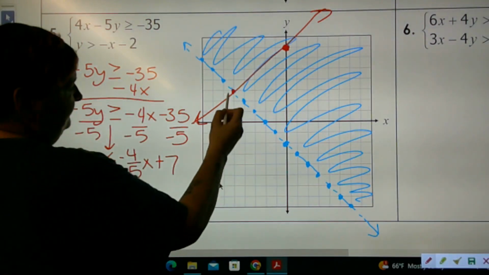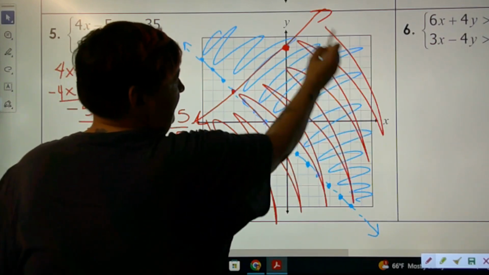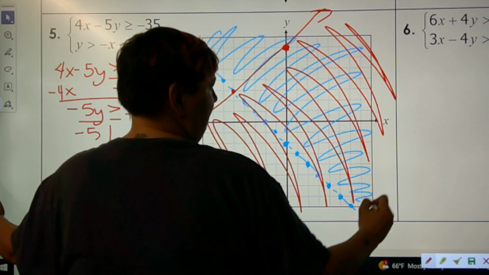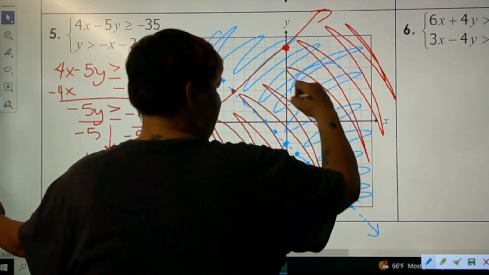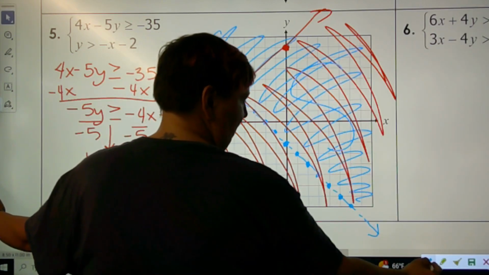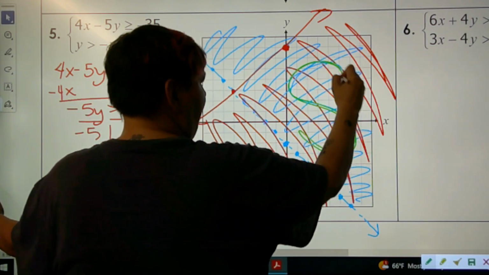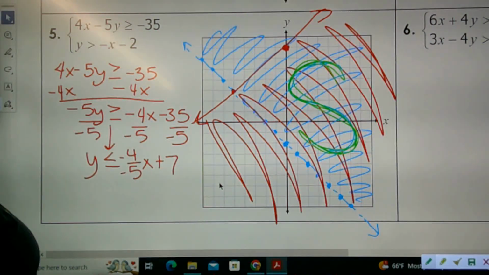And it's less than. So we're going to shade below. This, where they overlap, is your solution set. Oh, I wanted that to be green. Is your solution set. Right? This is your answer. Where they overlap is your solution set. That's your answer.